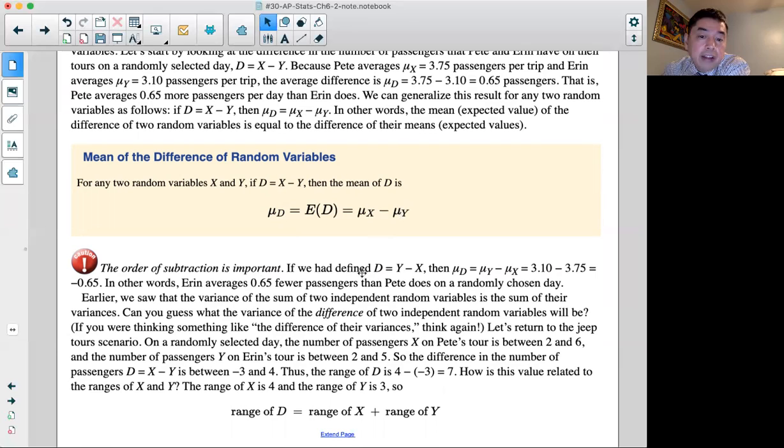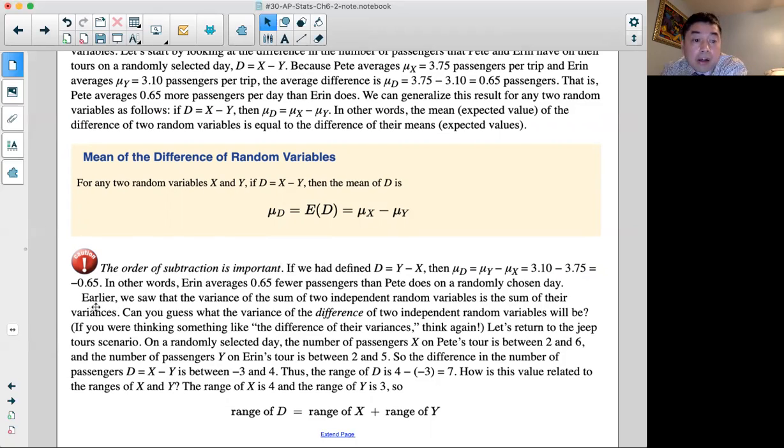If we had the difference D of Y minus X, that's a totally different mean, which would come out negative 0.65. In other words, Erin averages 0.65 fewer passengers than Pete does on a randomly chosen day. It might be the same meaning, but it could be slightly off. So that's why the order is important.